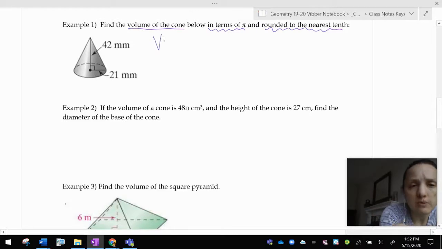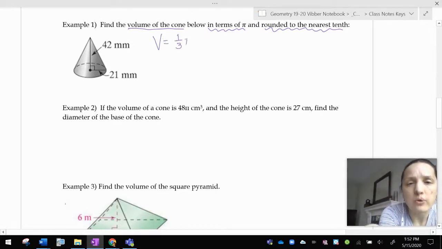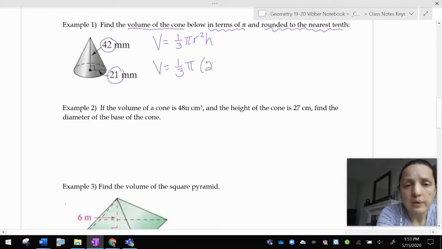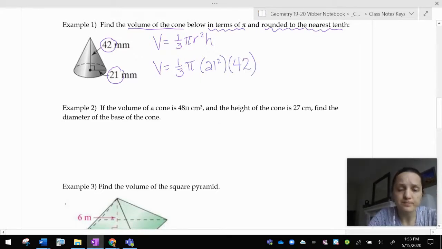The volume of a cone, we learned on the other page, is 1/3 pi r squared h. Well, look at that, that's handy. They gave me the radius. They gave me the height. So our volume is 1/3 pi 21 squared times 42.